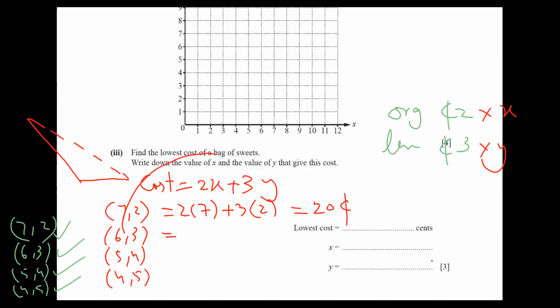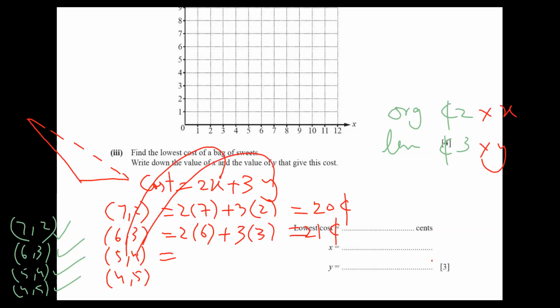So 6 goes in the place of x, 3 goes in the place of y, and I'm finding for you 2 times 6, 12, and 3 times 3, 9. So it becomes 21 cents. It is a big value. Okay. So 5 goes in the place of x, 4 goes in the place of y, and I'm going to find 2 times 5, 10, and 3 times 4, 12. 12 plus 10, 22. Still big.